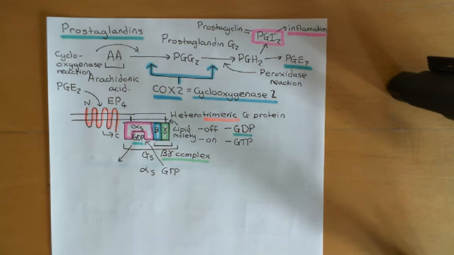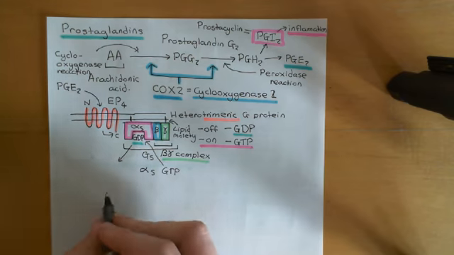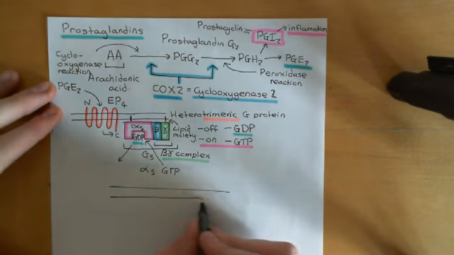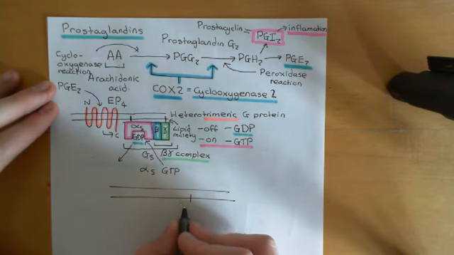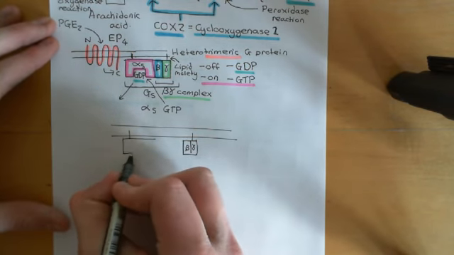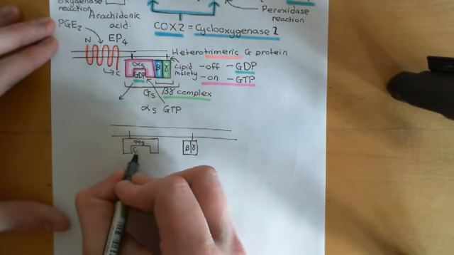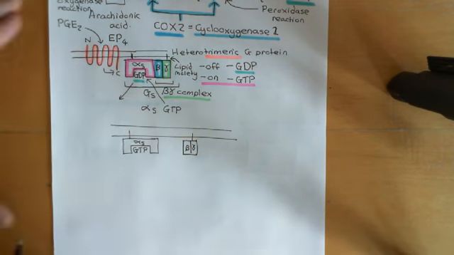That will then change the conformation of the alpha S subunit, and it will now go into the on state, and in the on state it's no longer going to associate with that beta gamma complex, so they're going to cleave apart. Now both of these two molecules, the beta gamma complex and the alpha S subunit with GTP bound, are going to remain attached to the cytoplasmic face of the phospholipid bilayer by virtue of their lipid moieties. So here's the beta gamma complex, and here is our alpha S subunit, with the GTP now bound to it, which is keeping it in the on state.